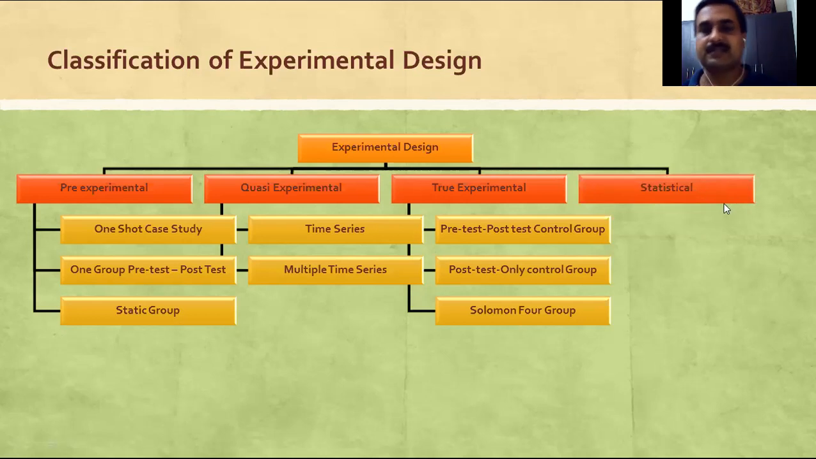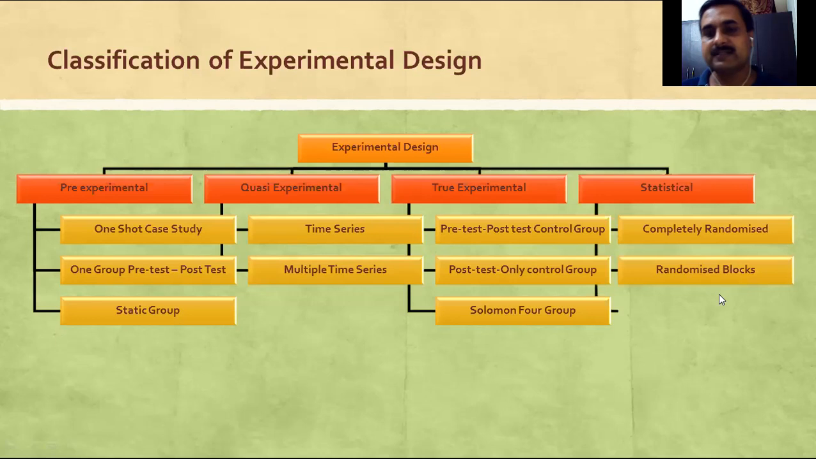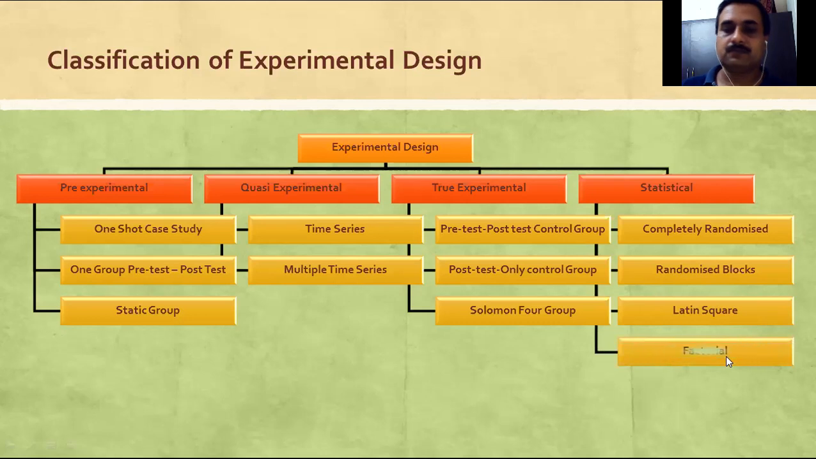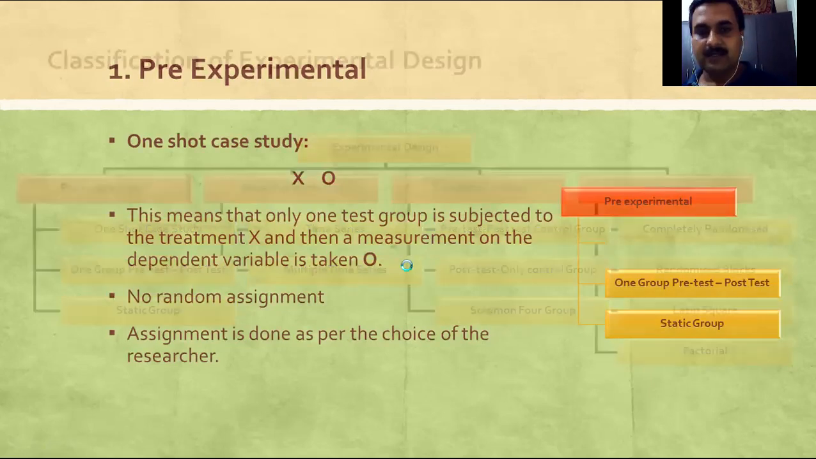This is the most structured, and the chances of an extraneous variable having some impact on your subject matter remain minimal in a statistical research design. That's why it is considered the most structured statistical or experimental research design. In statistical, the first one is completely randomized. The second one is randomized block design. The third one is Latin square, and the fourth one is factorial design. So this is it in terms of the various types of experimental research design.